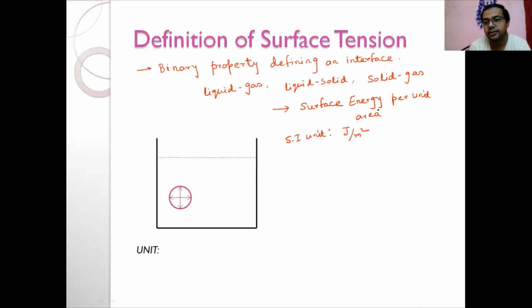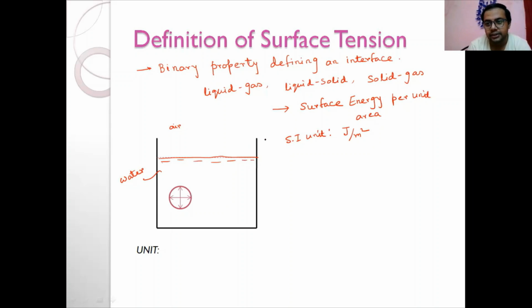But what does it mean by surface energy? Let's consider a fluid static condition. In a container there is some amount of fluid, and this is the surface of the fluid. Above the fluid there is some air. Let's take the fluid to be water or some other liquid, and there is some air. So here the interface is there, an interface between liquid and gas.